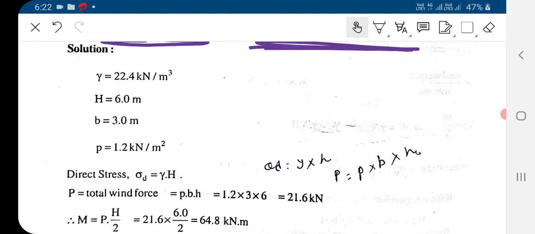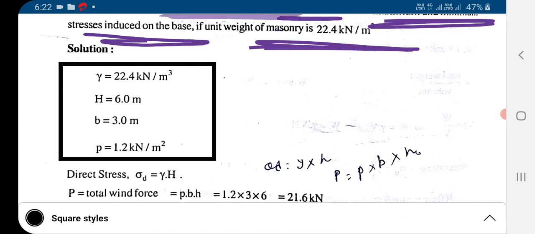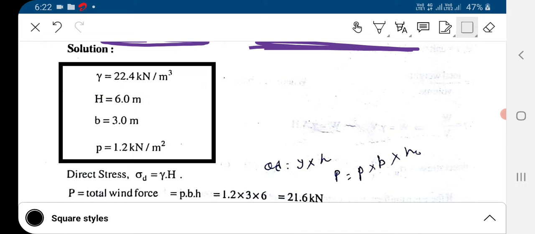Now let's see whatever data is given. Here the data given is this. Density is given to us as 22.4 kilonewton per meter cube. Height of wall is given to us as 6 meter. Base width is given to us as 3 meter, over which the pressure is acting, so that's why we have taken it as B. And intensity of pressure is 1.2 kilonewton per meter square.